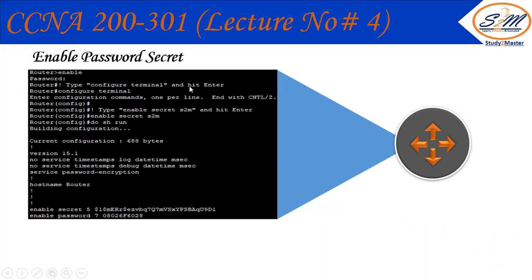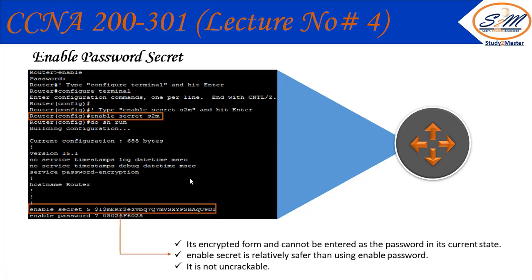Type configure terminal and hit enter. Configure terminal is the example of how you make it, and type enable secret S2M. The differences between enable password and enable secret password are this. When we type enable password, the password is in plain text. It is stored in the computer in plain text, and when someone views the configuration file of the router, he or she will be able to read the password. But we can encrypt it with the command service password encryption.